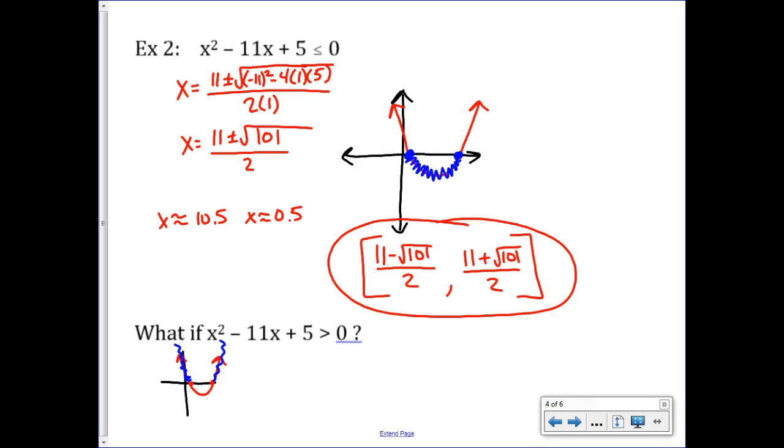So that means that it's true from negative infinity up to 11 minus radical 101 over 2. Since it's greater than, it's not included. We use our or, our union. And then it's also true from 11 plus radical 101 over 2 all the way up to positive infinity.